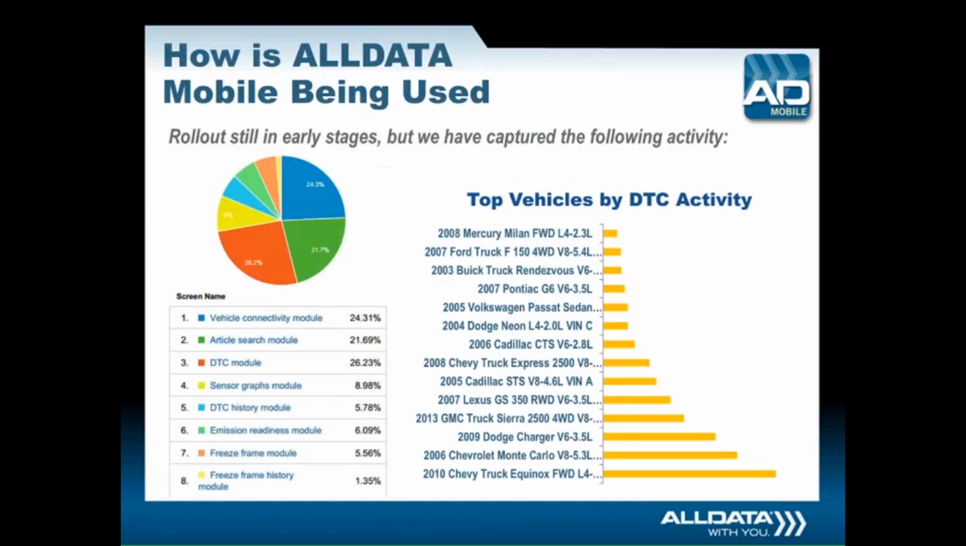Just a high-level number on how people are using it now. We're finding from the existing customer base, existing user base, and again, our rollout is relatively new. This is a new product. We have close to 25% of the people actually connecting vehicles and finding value in connecting vehicles. And those customers are able to track the top vehicles by DTC activity, as you can see on the right.